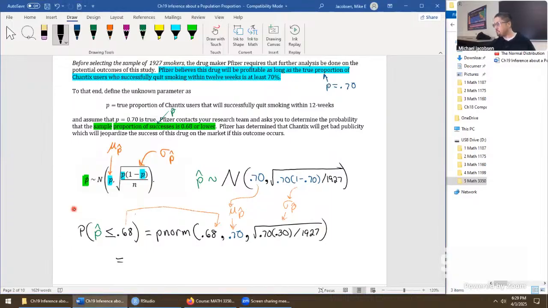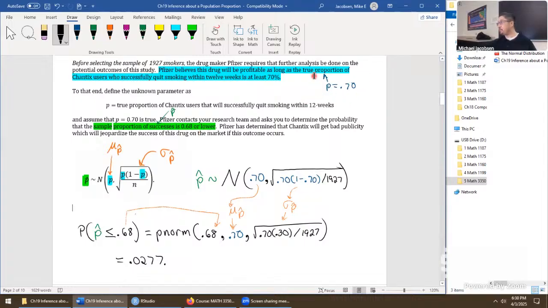And that's all Pfizer would have wanted from your research team. They're done with you at that point. Business people are kind of weird in that sense. They'll just ask for the value, they'll get the value, and then shut the door on the business meeting. Up to them on what they want to do. It's almost a 3% chance that if they gamble on this, their clinical trial will have less than 68% successfully quit smoking, which does put the company in jeopardy.